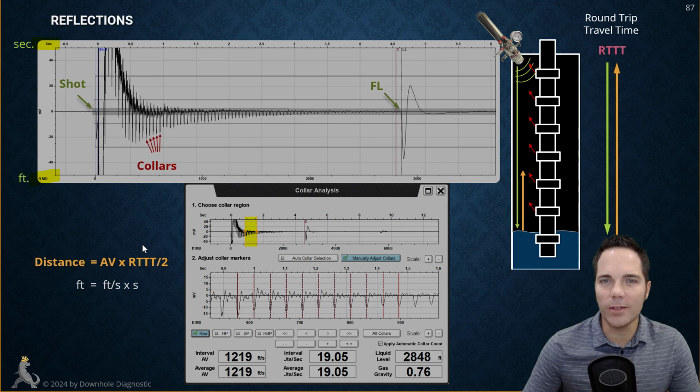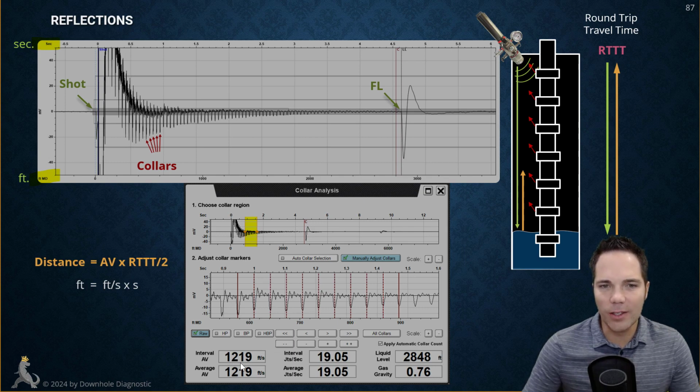The software will try to. And right here in the collar count, again, here's our acoustic trace. These are different collars right here with our 11-point divider, where we try to get on point right here. And as a result of this, it's going to calculate the acoustic velocity based on how many collars it's seeing per second and understanding what the average length of tubing is.